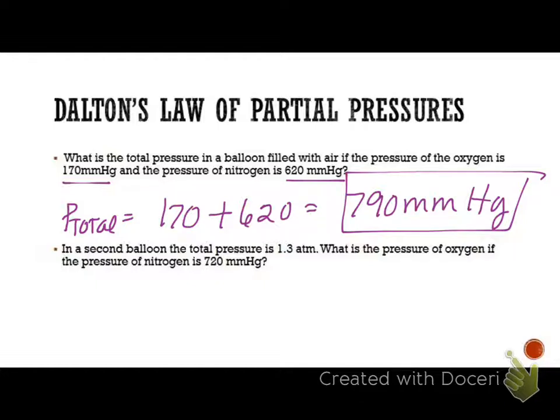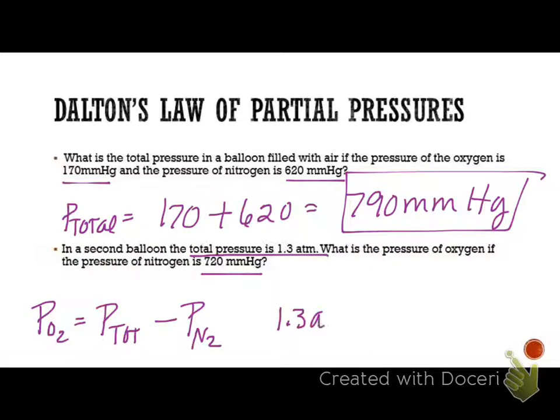Okay, in the second balloon, the total pressure is 1.3 atmosphere. And so it wants to know what the pressure of oxygen is if nitrogen is 720. So what we would do there is we would say the pressure of oxygen is equal to P total minus the partial pressure of nitrogen. Okay, and so we would say that we'd have 1.3 atmosphere, and here we run into a little bit of a problem because we have to be in the same unit.